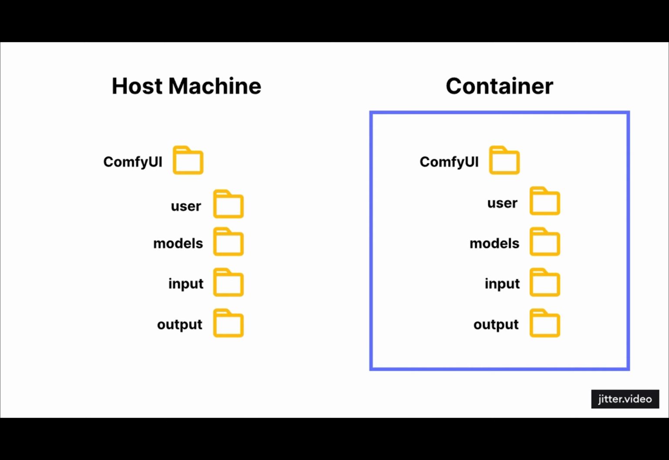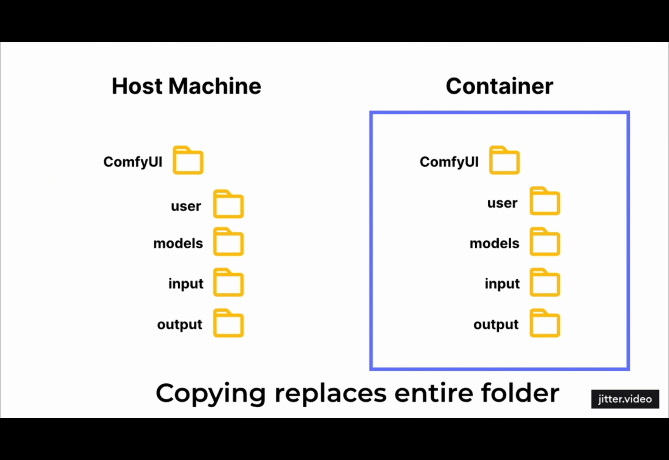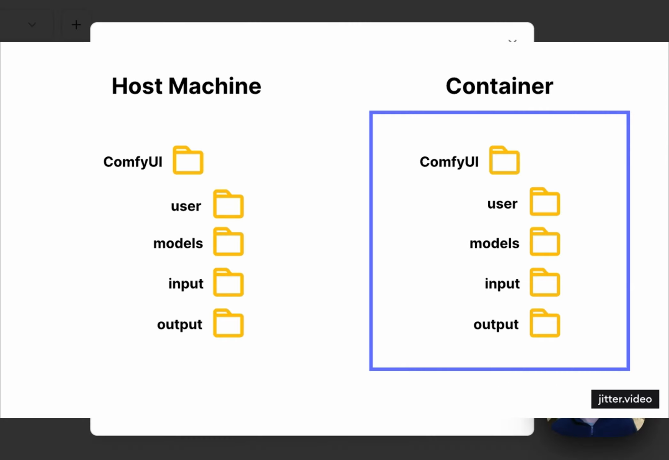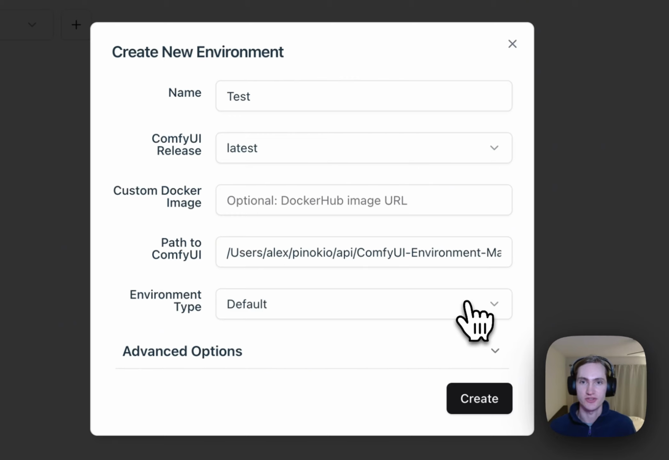Copying is like mounting, except instead of poking a hole in the container, we're simply copying data from a directory on our host to a directory inside of the container. Any changes the container makes to copied data will not affect the original data on our host machine. This can be useful if, for example, you want your environment to have a copy of all your existing workflows that you can tweak, but you don't want to risk your original workflow files being changed.